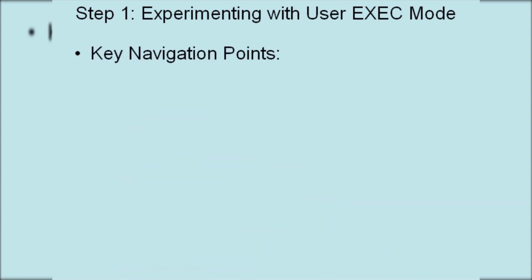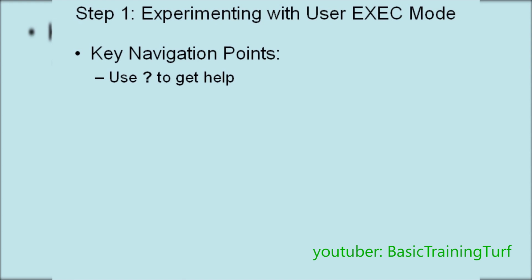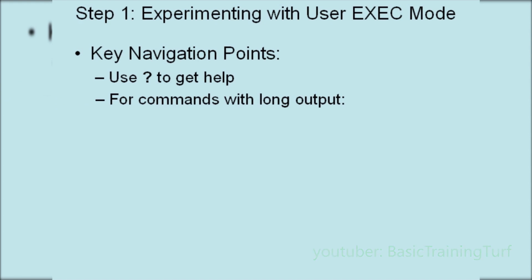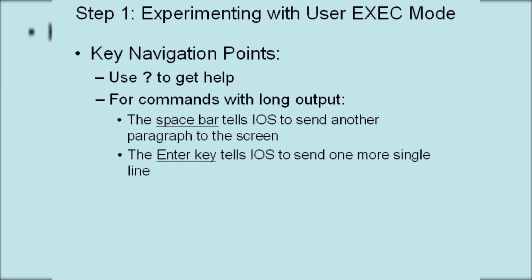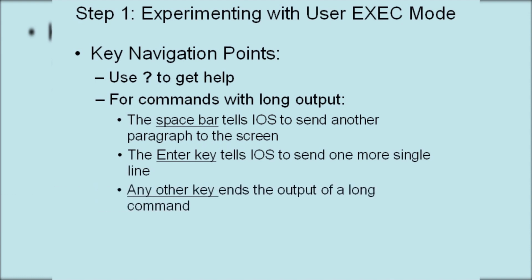Before we see the command line interface, a couple of key points to take note of. First of all, anytime you need to get help, simply type the question mark, and the router will give you some output that gives you some hints about what to do next. Also, you have some commands that have a lot of output, so much output it doesn't fit on one page. When that happens, the router will put the word more at the bottom of the text. If you hit the space bar, IOS will give you several more lines, or if you hit the enter key, it'll give you one more line. And we'll see an example of that coming up. Additionally, if you don't want to see any more from the command, if you press anything besides the enter key or the space bar, IOS will terminate the command and give you a new command prompt.